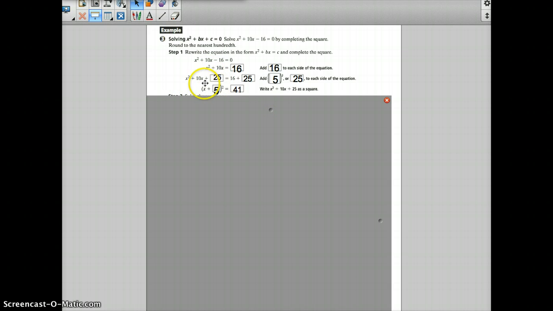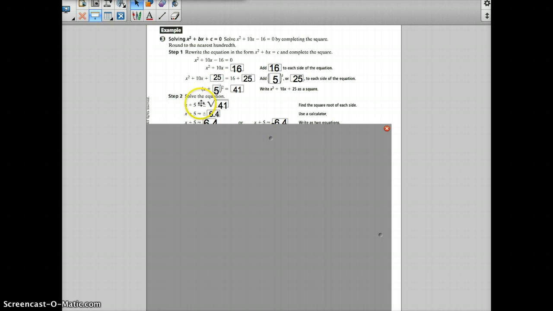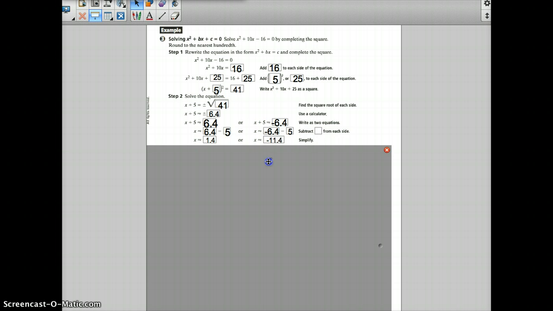So now we've got a perfect square on the left, and we don't have necessarily a perfect square on the right, which is fine, because we can take the square root of 41. And so we have x plus 5 equals the positive or negative root of 41, which is approximately 6.4. We can then subtract 5 from both sides, and then we get 1.4 or negative 11.4.